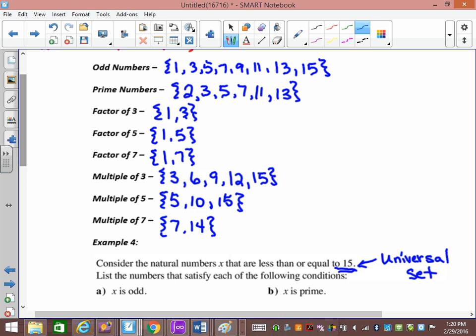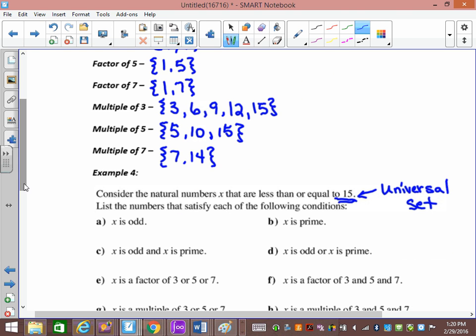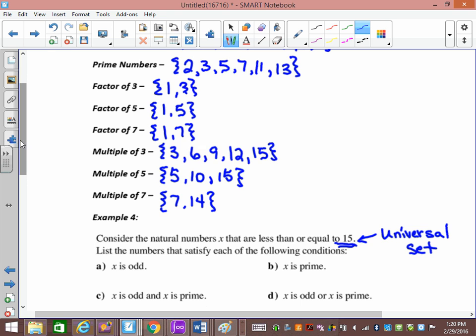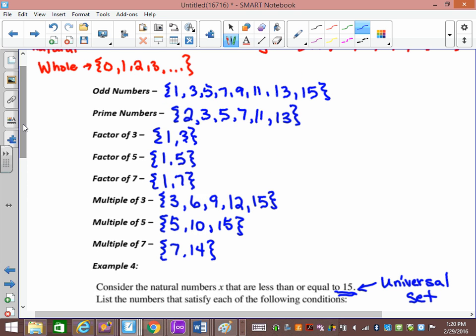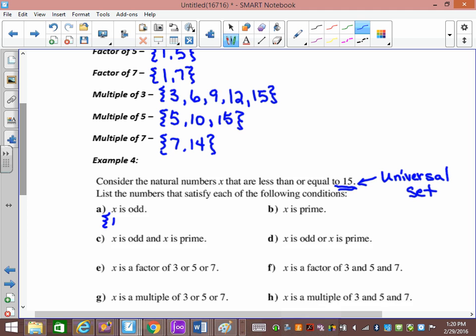Once we have the numbers that satisfy each of those sets, it's easier to do the ands and the ors, okay? So let's go here, and it says x is odd. Well, then we just list all the odd ones. We've already listed them, so we just relist them. 1, 3, 5, 7, 9, 11, 13, 15. X is prime. We've already listed them, and we only start at 2 first, not 1. 2, 3, 5, 7, 11, 13.